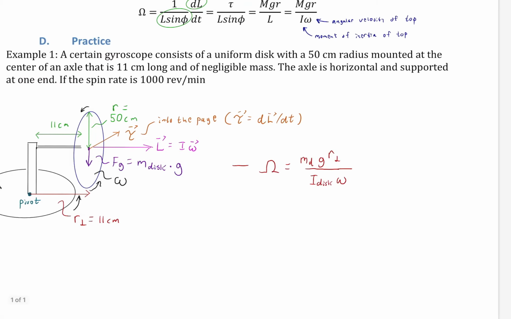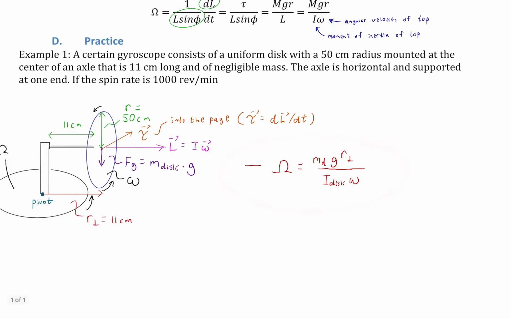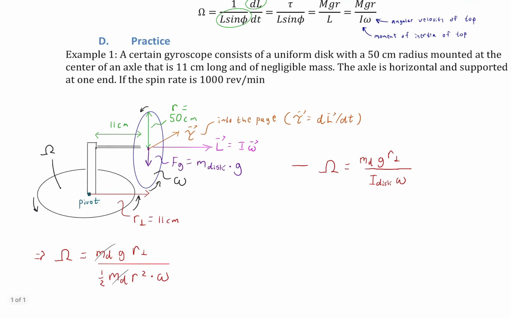So let's just run through it. Here is the precession angular velocity: m g r perpendicular over I disk omega. In this case, we can rewrite the moment of inertia I disk, look it up in a table because it is a cylinder. It's just one half m_d r squared. That means the mass of the disk actually cancels out. It's just the shape of the disk that matters. Here, this is the radius of the disk. This is the radius of the arm.